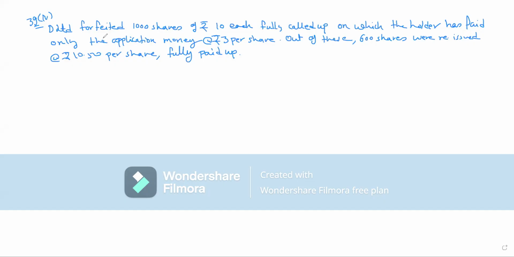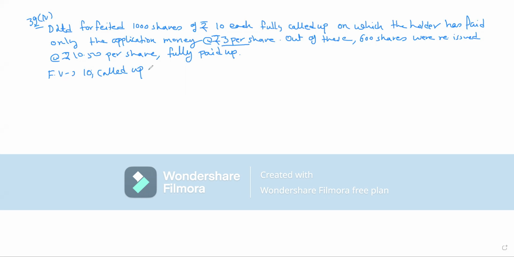In this sum, what happens? D Limited forfeited 1,000 shares of rupees 10 each fully called up. So this means something very simple. Face value of the share is 10 and called up is also 10. Let's do the sum in parts: on which the holder has paid only application money of 3 per share.